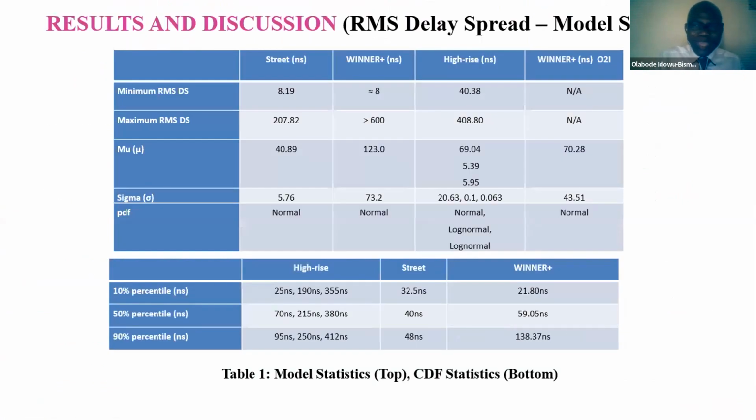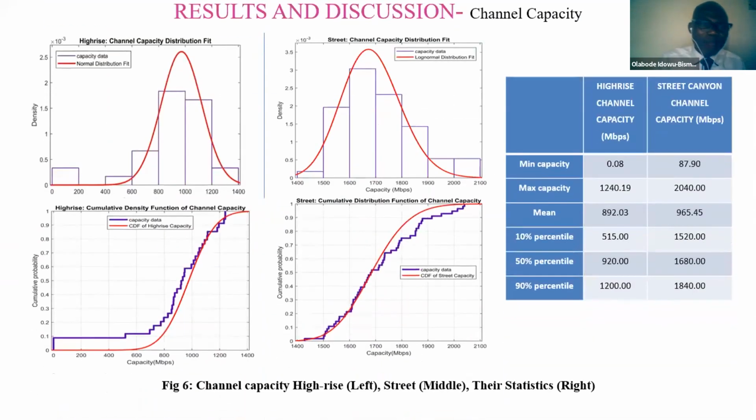After this, we extracted the model statistics. The model statistics are needed for reproducing this work, particularly during network deployment. Then the channel capacity achieved by our simulation was also extracted and modeled, and the statistics were also presented.